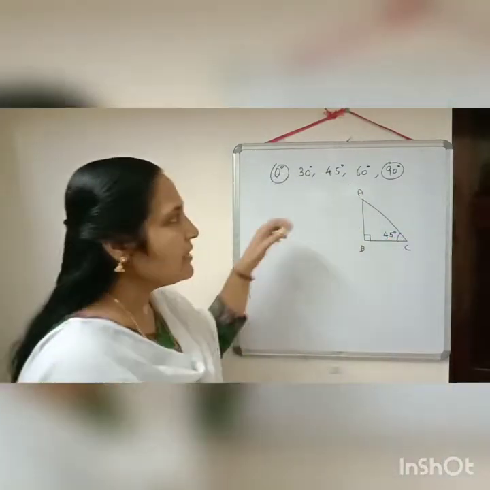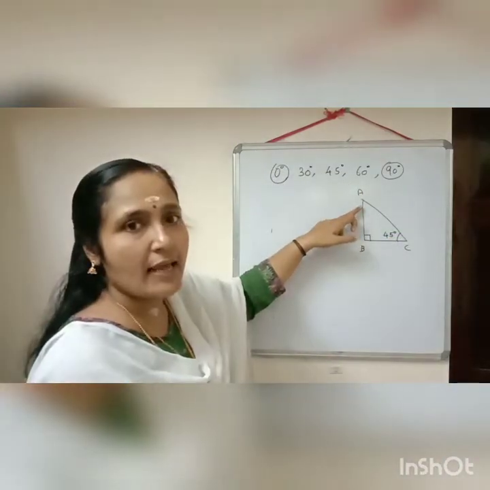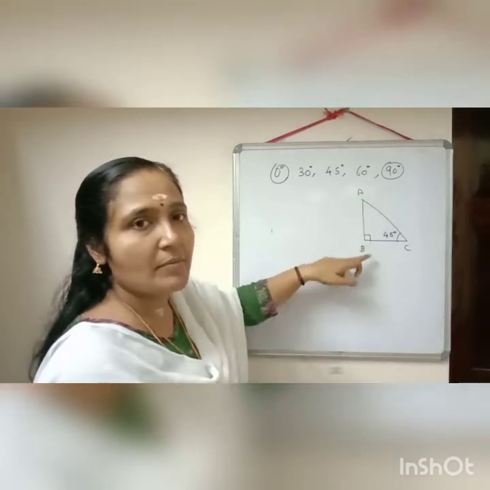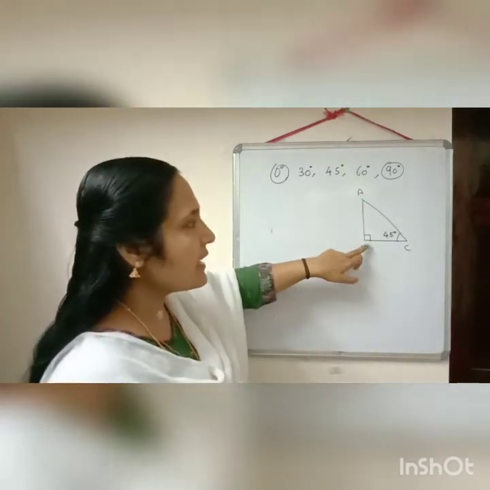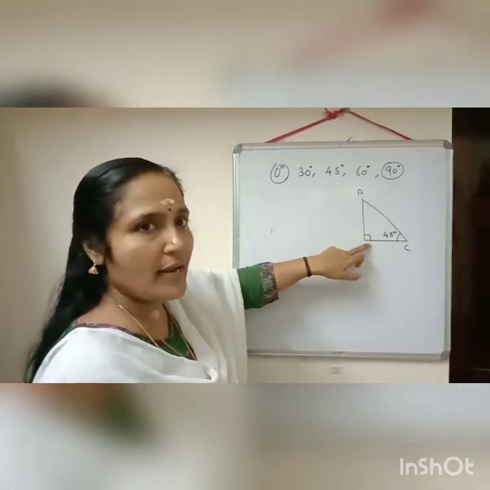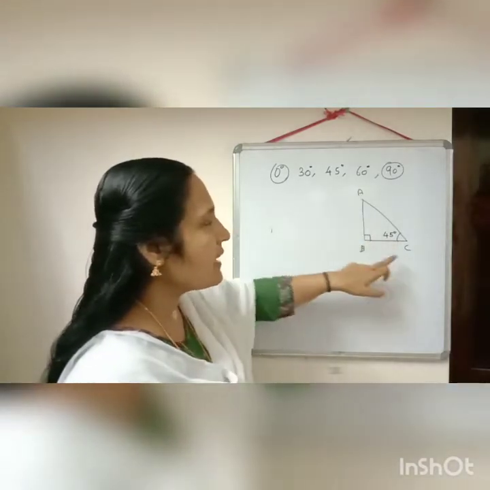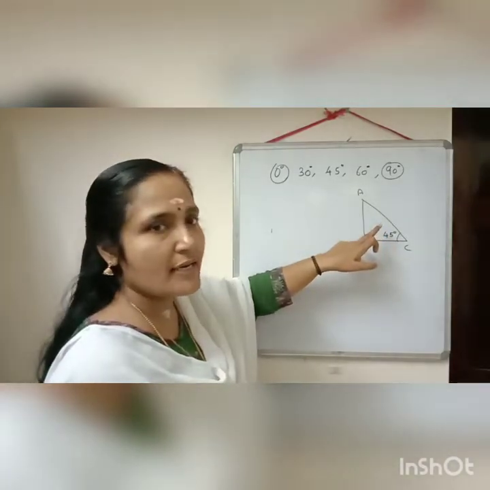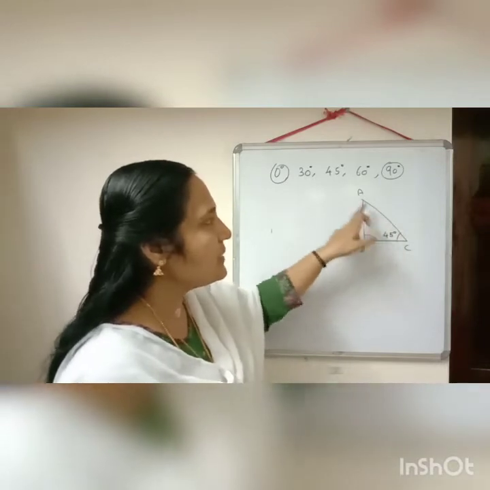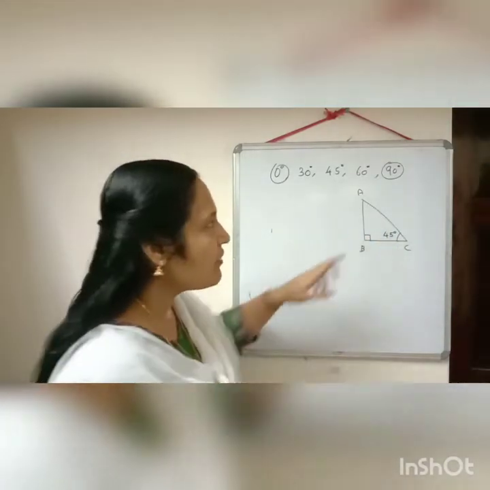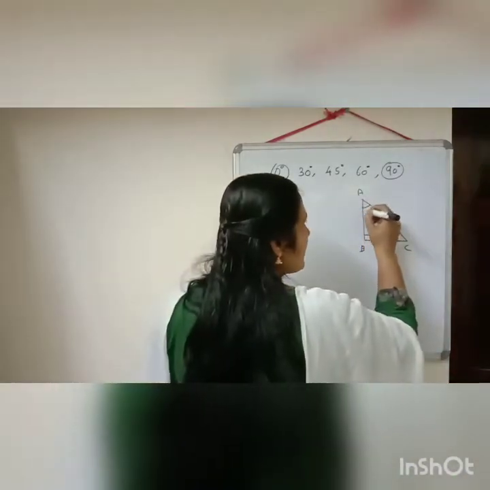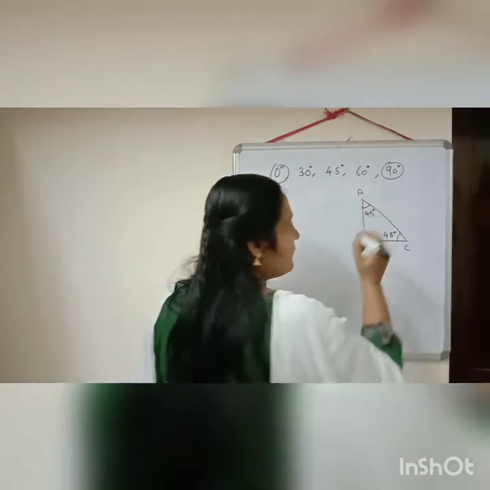Can you tell me what will be the measure of angle A? Yes, using the angle sum property, what will come? This angle is already equal to 90 degree. The sum of all the angles should be equal to 180 degree. So their sum also should be equal to 90 degree. So obviously angle A will also come equal to 45 degree.